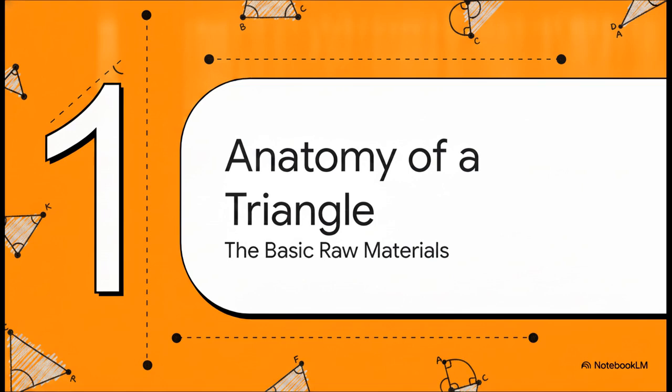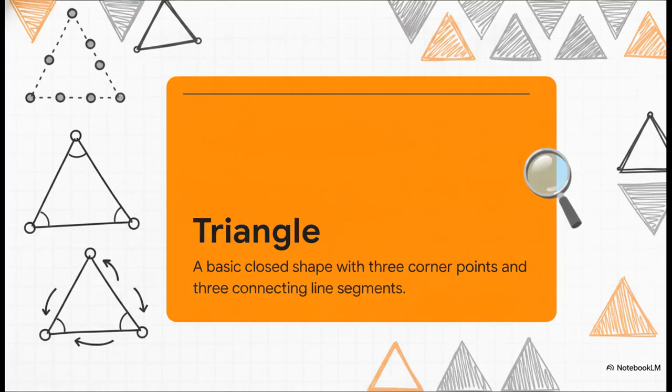Section 1. Anatomy of a triangle. The basic raw materials. Now, at its core, a triangle is beautifully, elegantly simple. It's the most basic closed shape you can possibly make. It consists of exactly three corner points. We call those vertices. Connecting these pairs of vertices are three straight line segments, the sides. And exactly where those three sides meet at the corners, they give rise to three internal angles. That's it. Vertices, sides, angles. But from these simple raw materials, some absolutely incredible structural complexity arises.